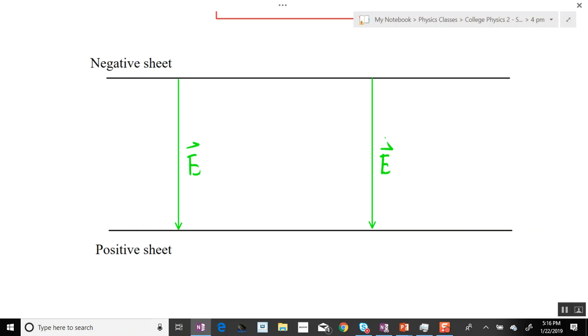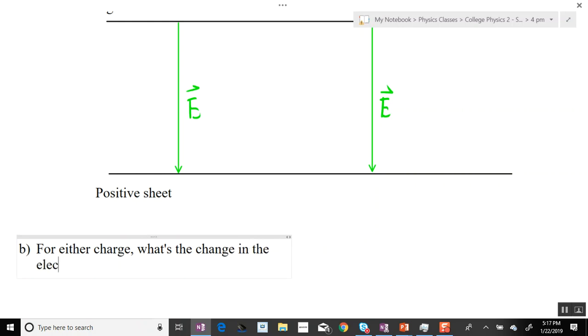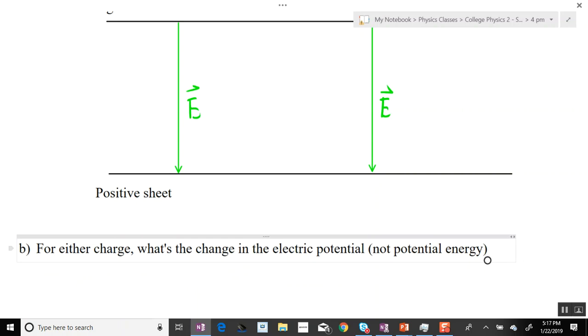All right, next part, which is the new stuff, is for either charge, and I'll explain why it's either charge. What's the change in electric potential, which is not electric potential energy? The first thing I talked about before the break, in the new PowerPoint, was electric potential energy. I'm not asking about electric potential energy. I'm asking for electric potential as the charge moves from 1 to 2.